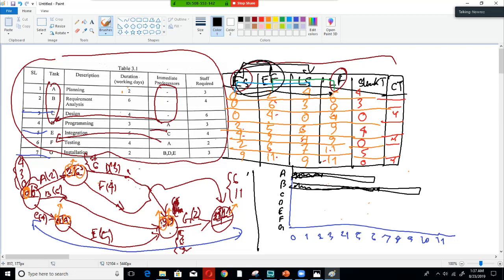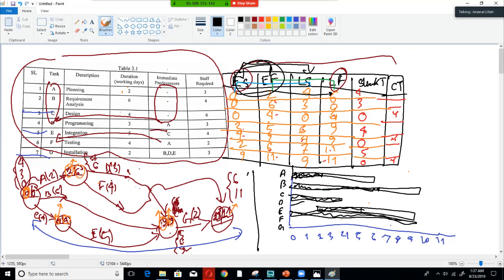For C, 0 to 4, 0 to 4 will be fully marked. For D, 2 to 9, so we'll start from 2 and go till 9, and we have to mark from 2 to 5, as the early finish is 5. That was for D. Now for E, 4 to 9, so 4 to 9 will be fully marked.